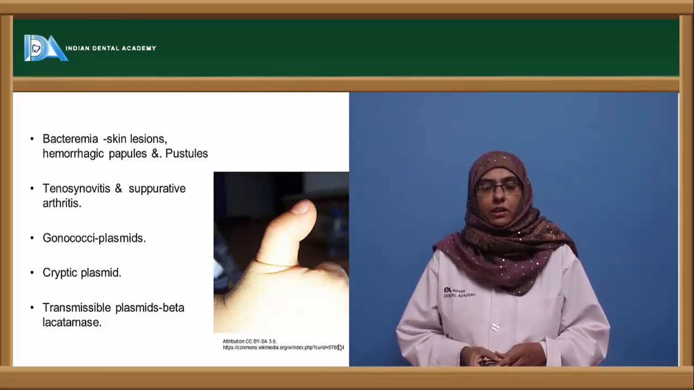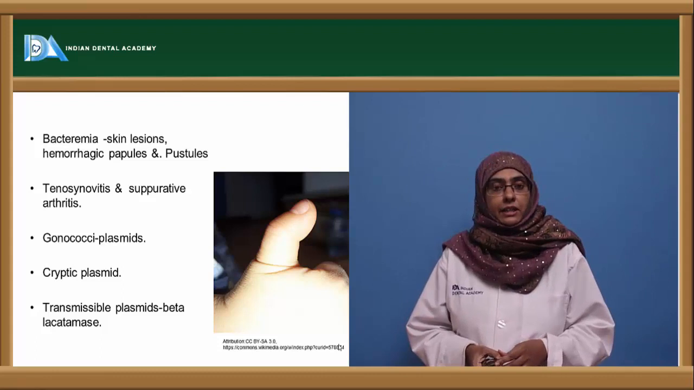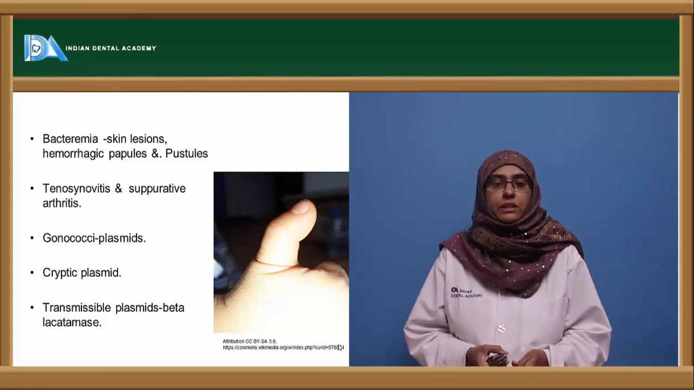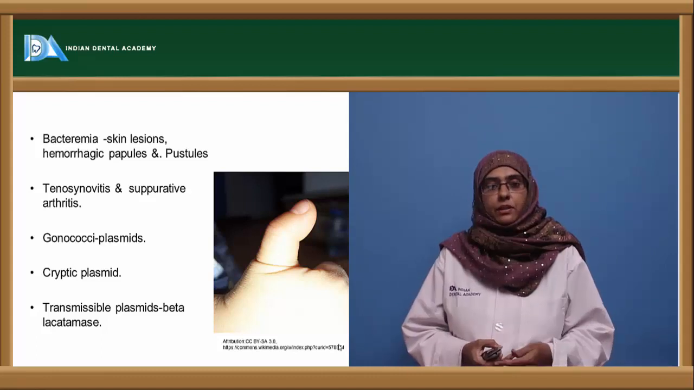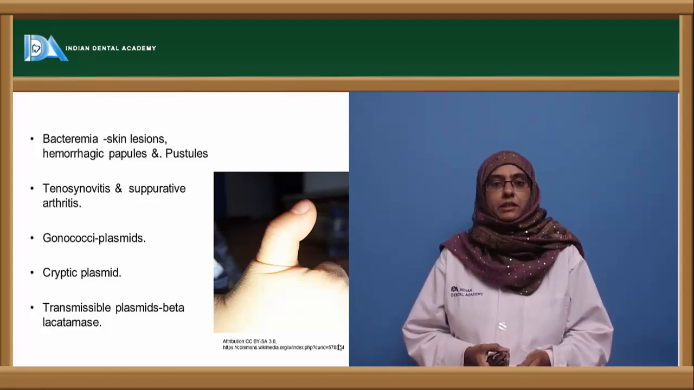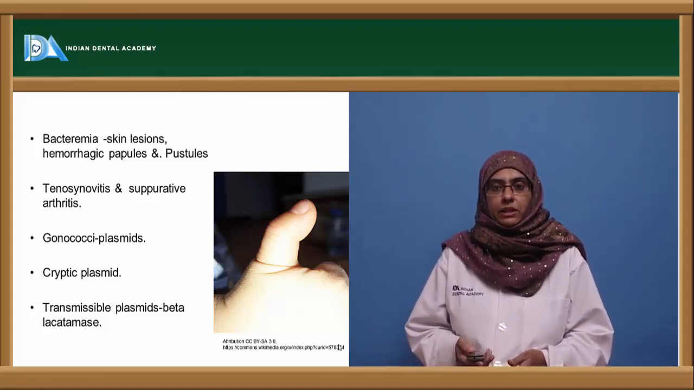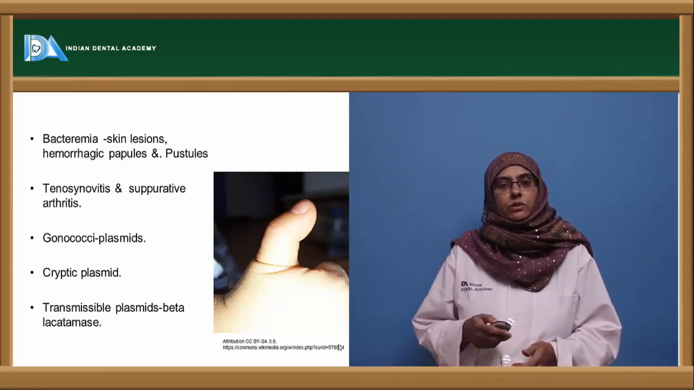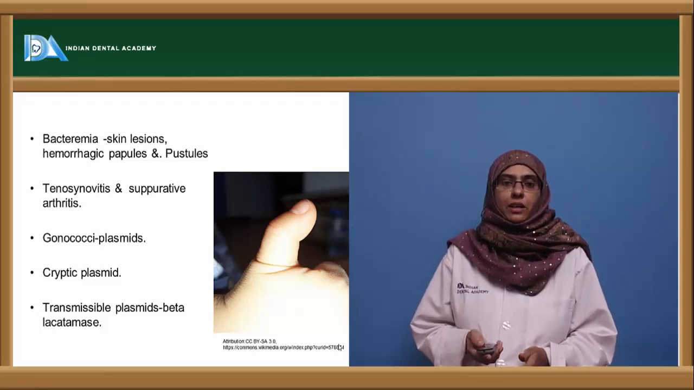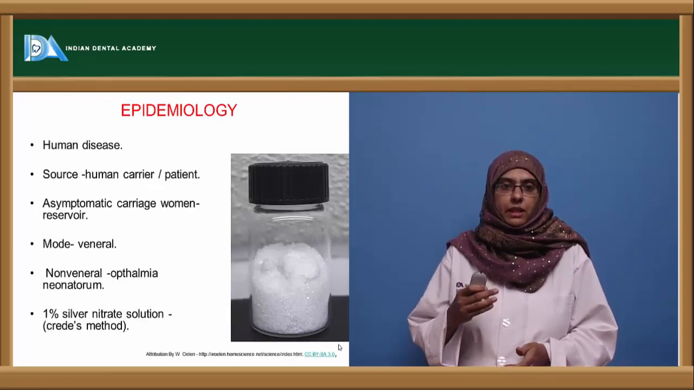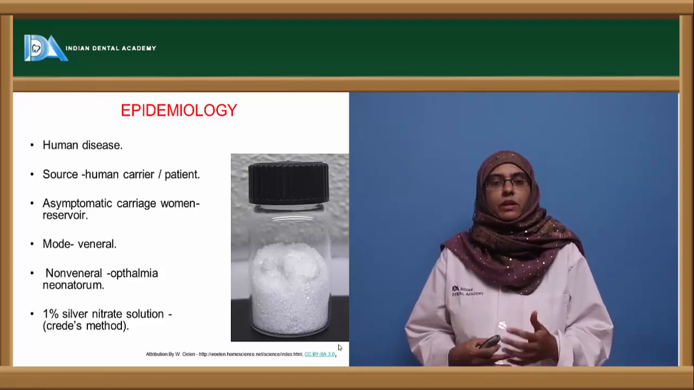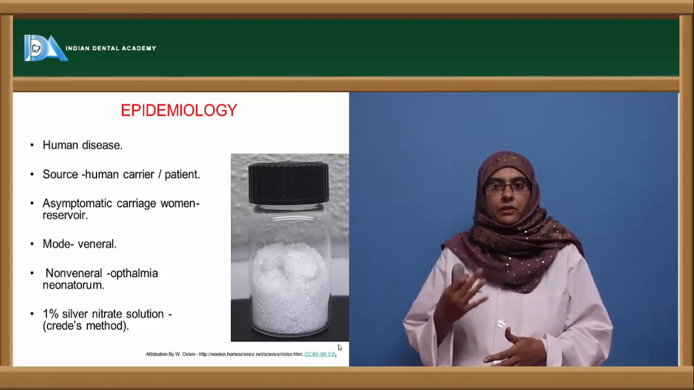This organism exhibits a characteristic feature, that is a plasmid, which is called a cryptic plasmid. This cryptic plasmid helps the organism develop resistance against beta-lactam antibiotics. So it can be transmissible and can spread the infection to different groups of organisms, and it is able to develop resistance in different groups of organisms and hence overcome antibiotic treatments.